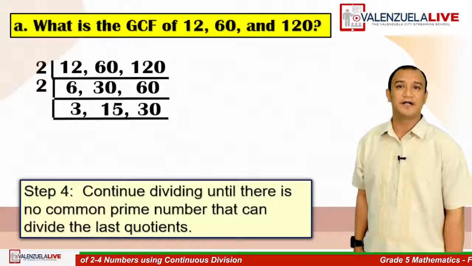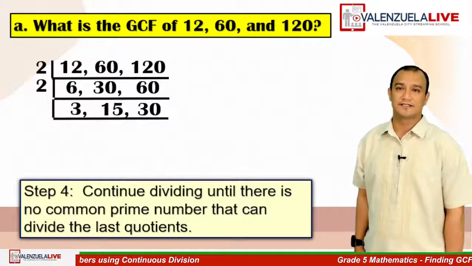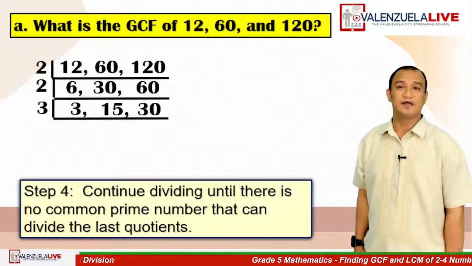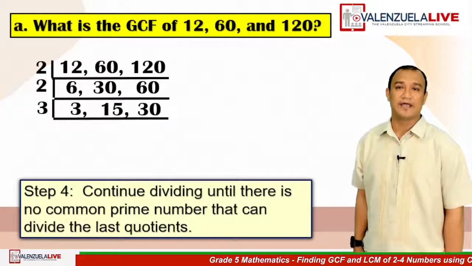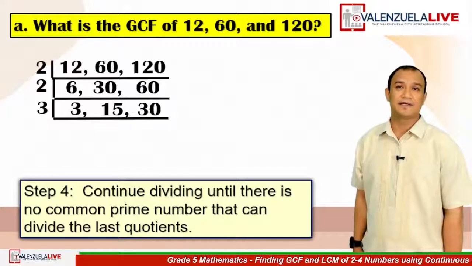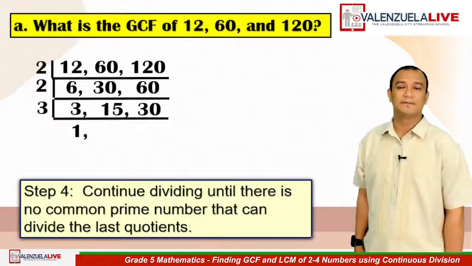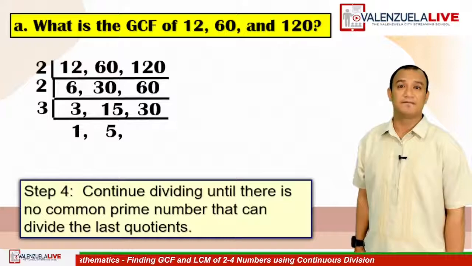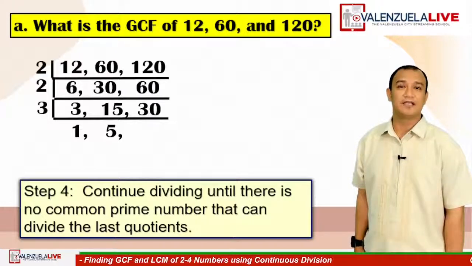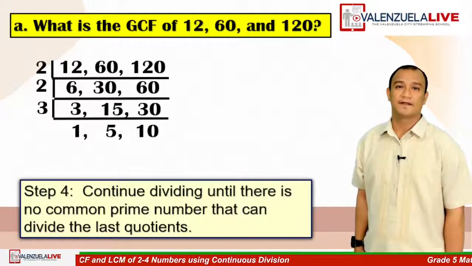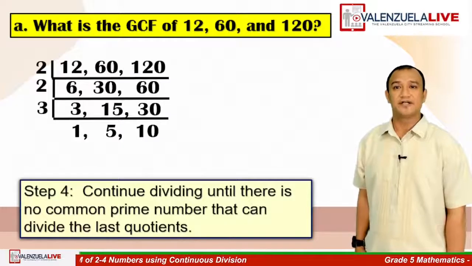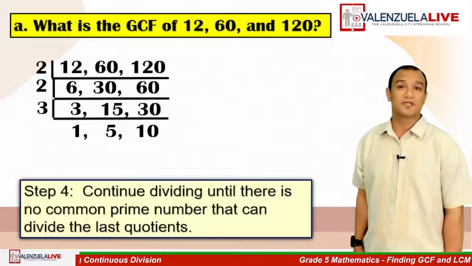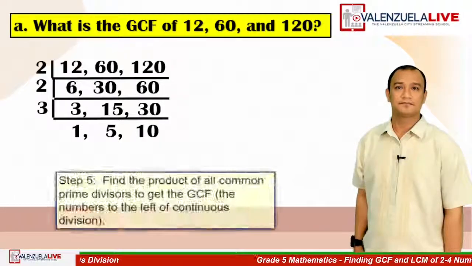Let's have another prime divisor. Let's say we have 3, because 3, 15, and 30 are divisible by 3. And again, let's divide. 3 divided by 3 is 1. 15 divided by 3 is 5. And 30 divided by 3 is 10. Now, since there is no common prime number that can divide the last quotients, let's proceed to step 5.